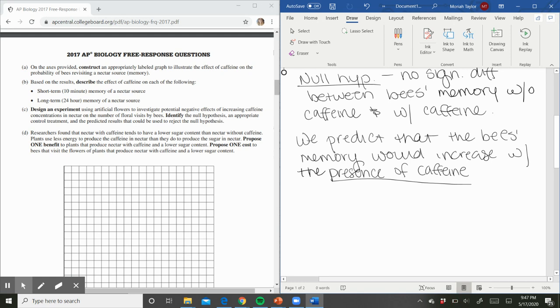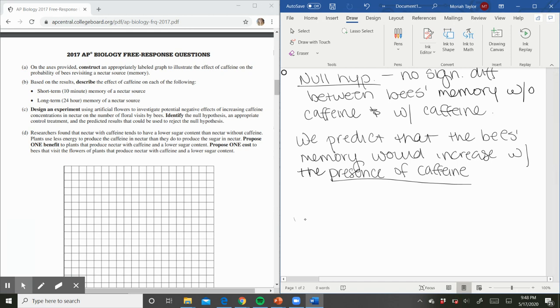And then it says researchers found that nectar with caffeine tends to have a lower sugar content than nectar without caffeine. This is one of the questions that would be more ecology based, so I don't think that you're going to get this question. But it says plants use less energy to produce the caffeine in nectar than they do to produce the sugar in nectar. Propose one benefit to plants that produce nectar with caffeine and lower sugar content, and then propose one cost.